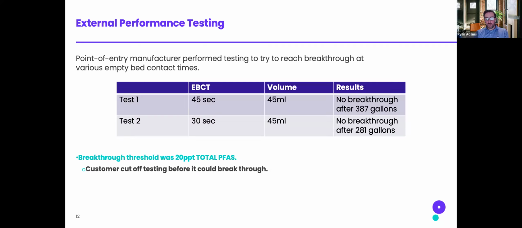So with that, we saw fantastic performance, and we are continuing discussions with them on some other projects as well. But as you can see, minimal contact times in the point of entry side of the space make a big difference.